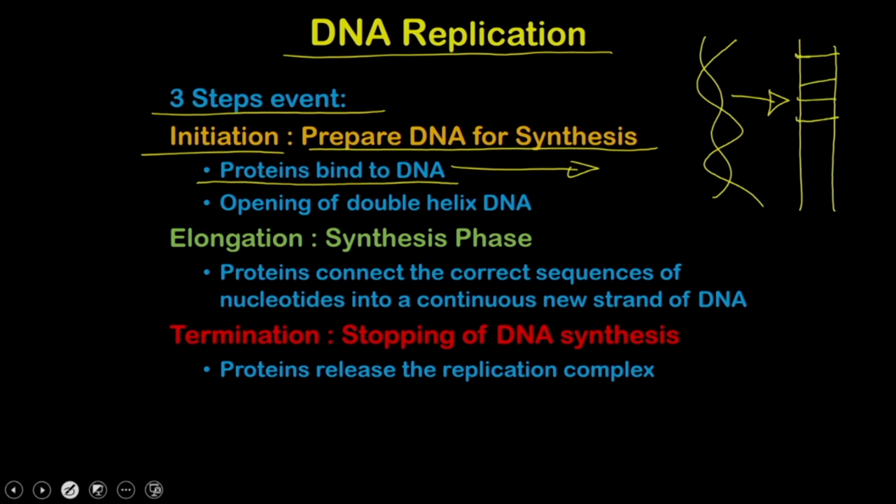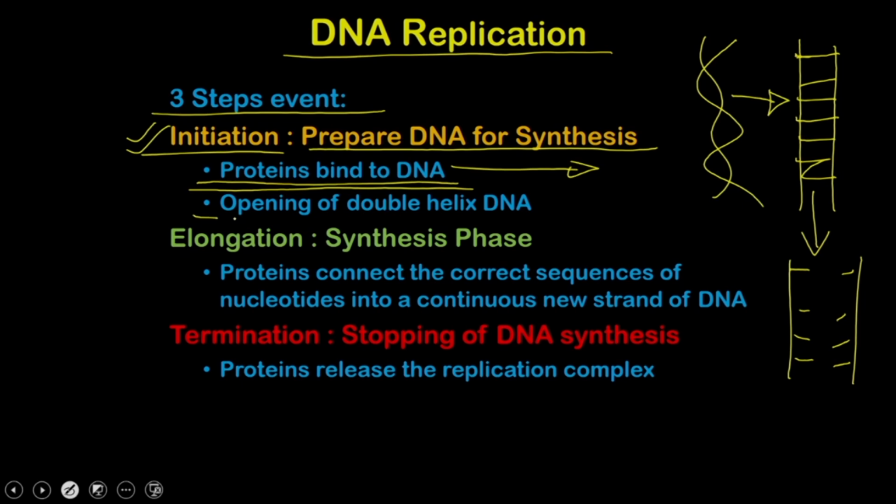So, you first unwind the double stranded DNA, and then you have to break the 2 strands apart, so that it is ready for accepting this machinery, and that is what happens in the initiation stage. In the initiation stage, the protein will bind to the DNA, and then there will be an opening of the double helix DNA, so that it becomes single stranded DNA. So, the single stranded DNA is generated in the initiation stage.